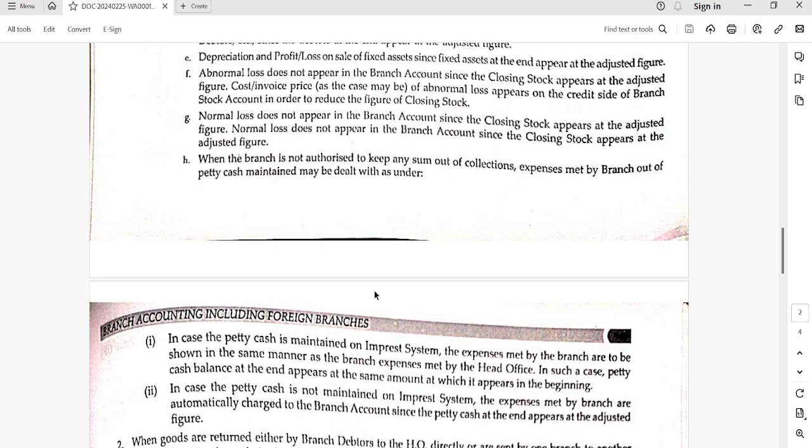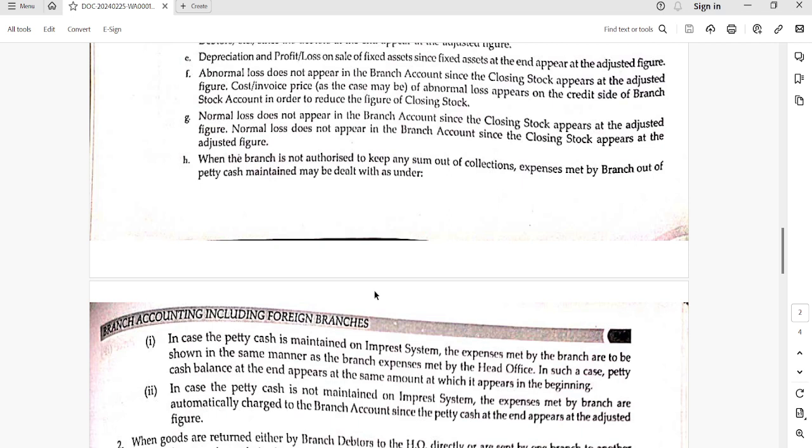So if the petty cash has been maintained under the imprest system, the expenses made by the branch are to be shown in the same manner as the branch expenses made by the head office. In such a case, the petty cash balance at the end appears at the same amount at which it appears in the beginning. So just see what is written.